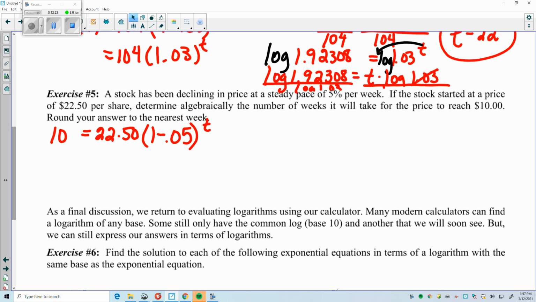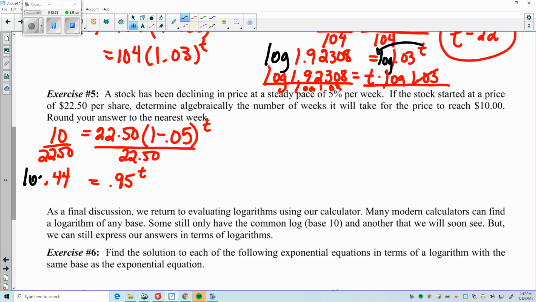Step number 1, again, I want to get everything away from this parentheses that's attached to the exponent. So I can move this 2250 over, and I'm going to divide each side by that 2250. That's how we're going to move it. Okay, so now, again, I simplify that. That's going to give me 0.95 to the t. And on this side, if I divide this out, we get about 0.44. So I need the exponent to come down. So we have to introduce our logs to bring that exponent down.